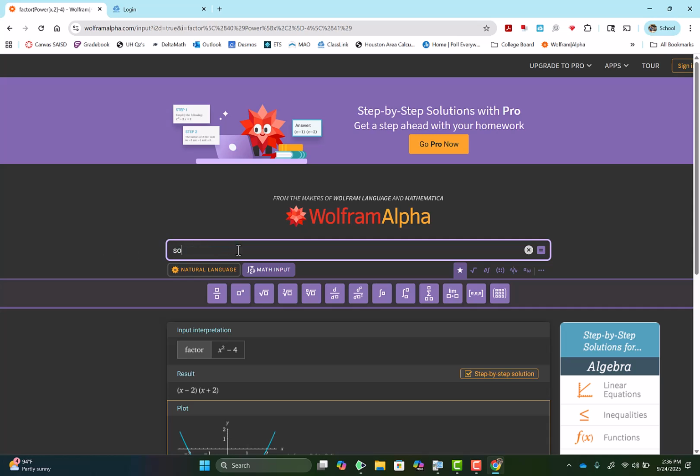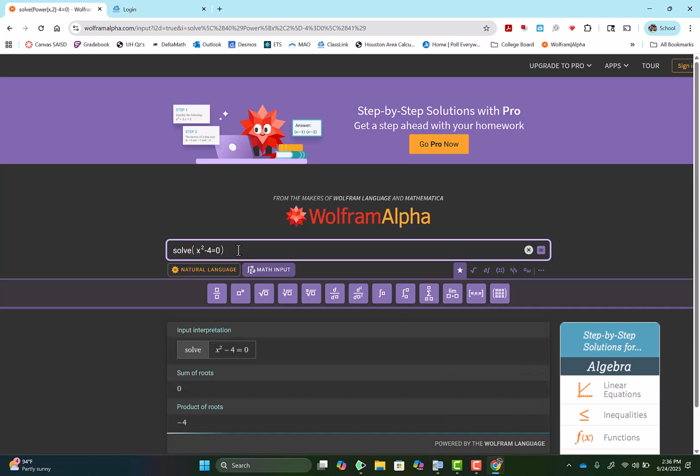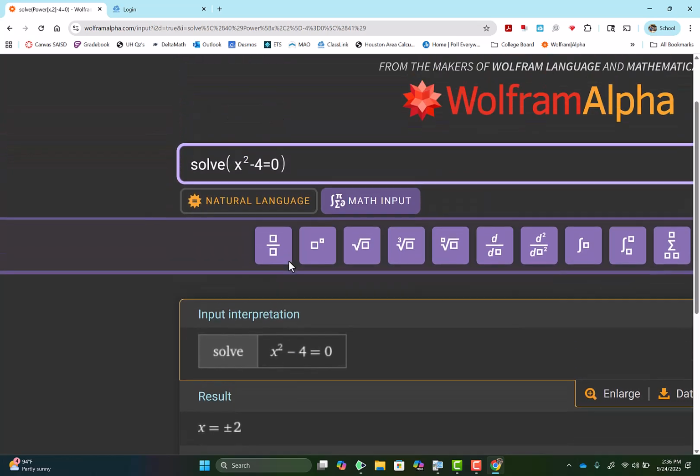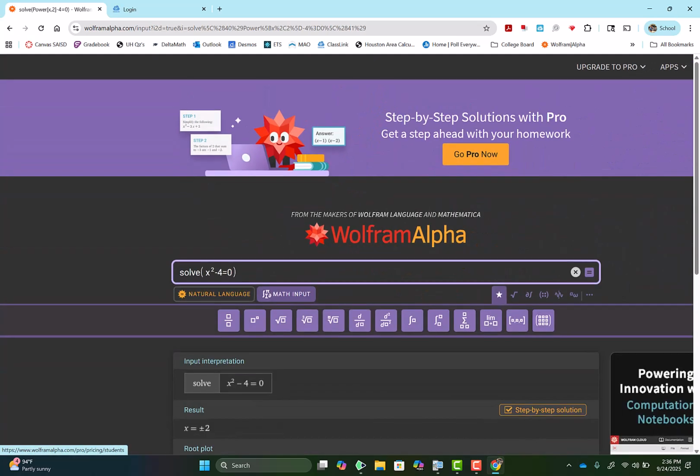You can push the word solve, and then let's keep it simple. x squared minus 4 equals 0, and then close it, and then push enter. And then look, x equals plus minus 2. What's the name of this website? Wolfram Alpha. There's also an app.